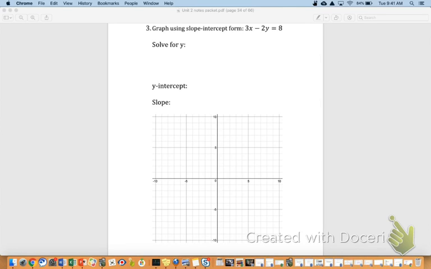3x minus 2y equals 8. My goal is to get the y all by itself, so I'll be in slope-intercept form. Does anyone have a suggestion on what we could do to start getting that y by itself? What would you do starting off? Go ahead, Bree, say it. I would subtract 3x. Yeah.